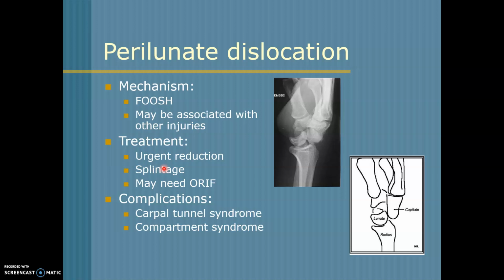The X-ray shows the radiological features of a perilunate dislocation with the empty cup sign. The concave part of the scaphoid does not hold the capitate anymore. This needs urgent reduction and splintage and may be associated with carpal tunnel syndrome, or, because it causes quite significant swelling, may cause compartment syndrome as well.